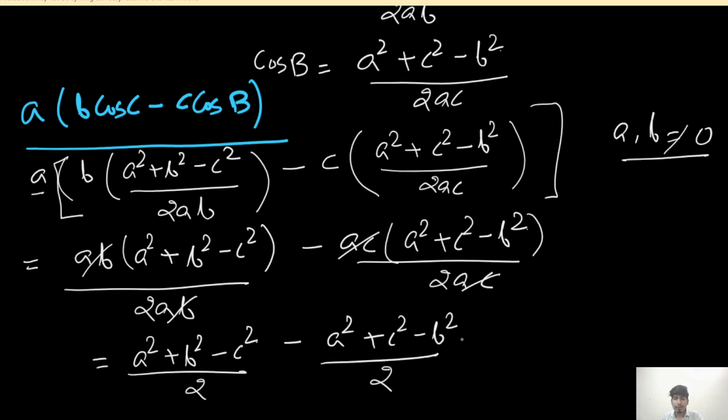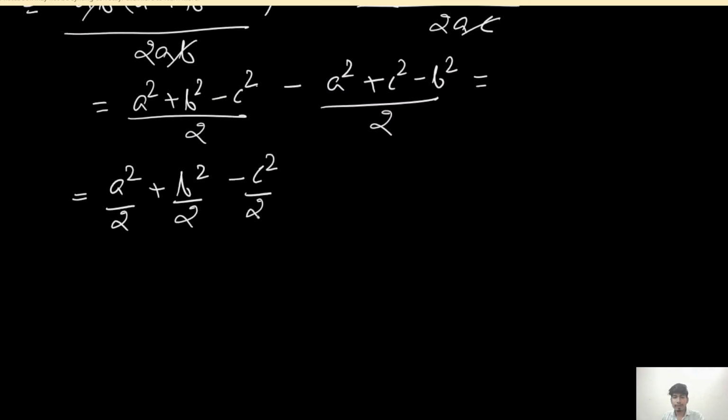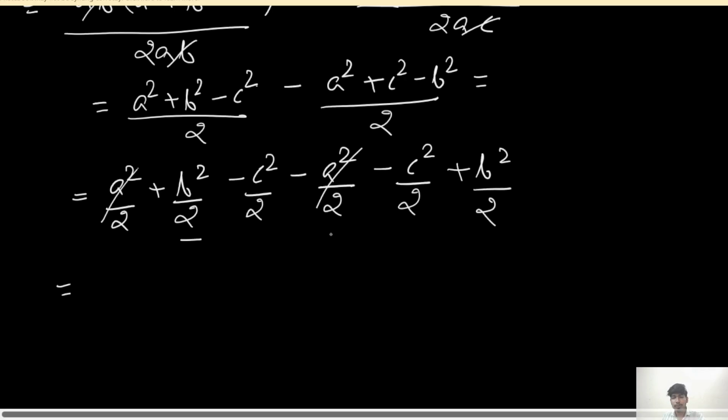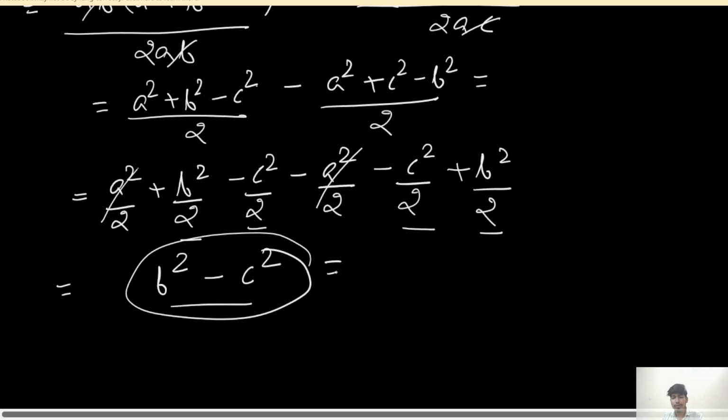Okay students, then what do we get? a²/2 + b²/2 − c²/2, then minus a²/2 − c²/2 + b²/2. Then what do we get here? a²/2 cancels by a²/2, and b²/2 + b²/2 is b². Similarly, −c²/2 − c²/2 is −c². And we have to prove this is equal to the RHS.